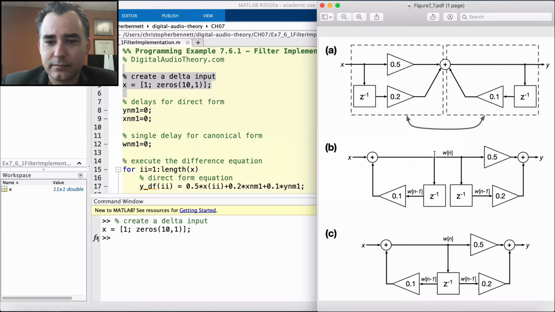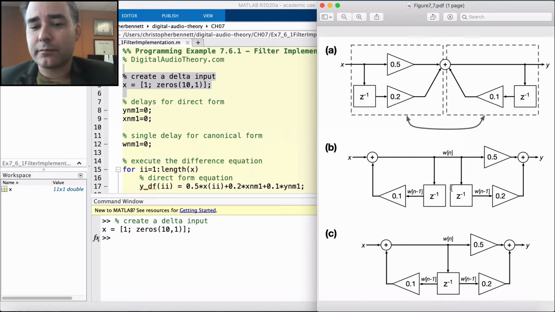So you see coming down to the delay, over to the 0.1, up to the accumulator. And we're going to take this feed-forward section, and it's going to move over to the right-hand side of the block diagram. Now you might think this is weird, moving the parts around, but you have to remember, this is a linear filter. And so the order of these operations does not matter. And we're going to prove it in this programming example.